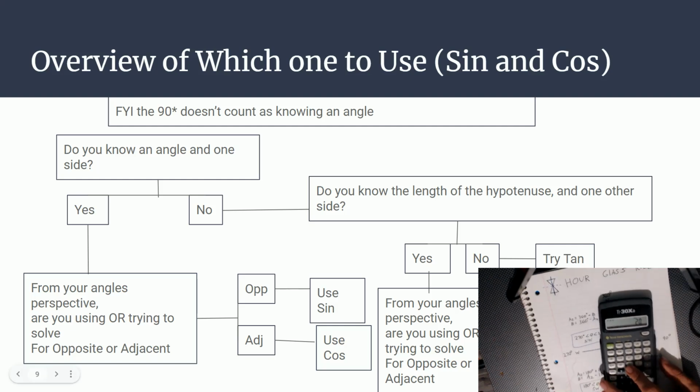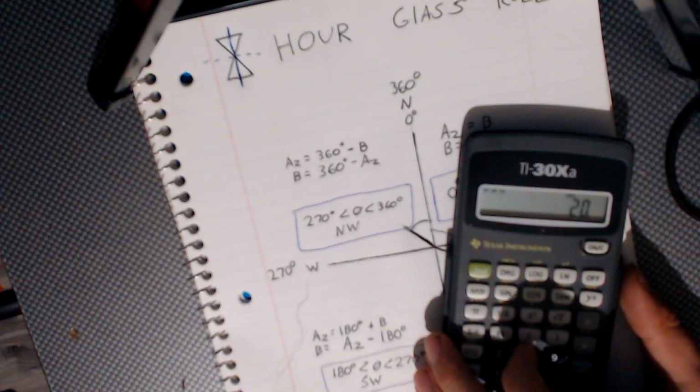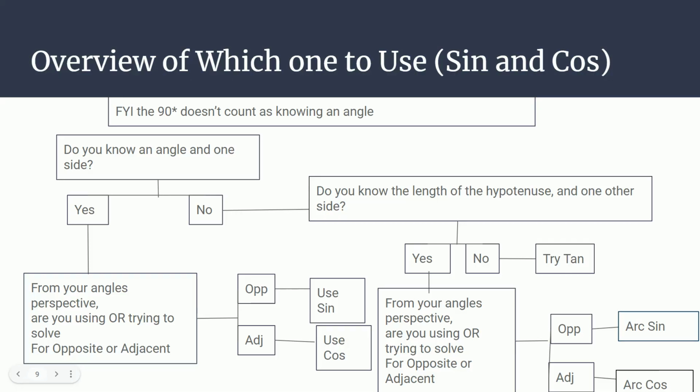So this is the little flowchart I made just to determine which one to use if you do not know. Your first question is, do you know an angle on one side? Yes or no? If you do, you essentially want to see from the angle's perspective, are we trying to solve for opposite or adjacent? If we're doing opposite, we use sine. If we're using adjacent, cosine.